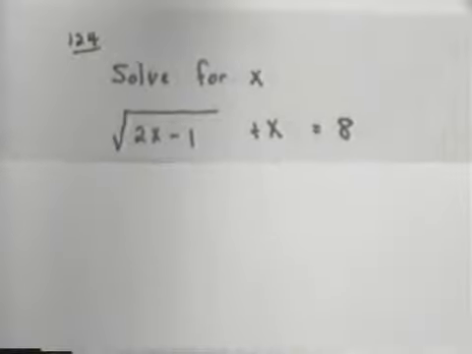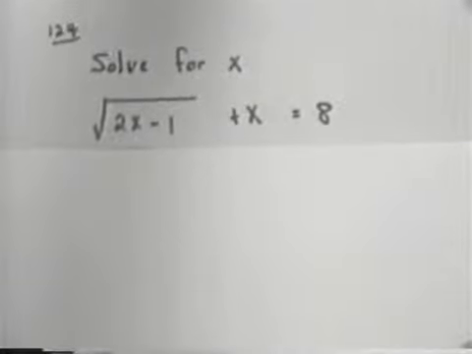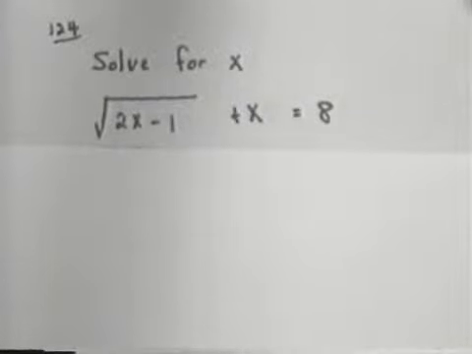The problems do get tougher. Let's solve for x. The square root of 2x minus 1, plus x, is equal to 8.